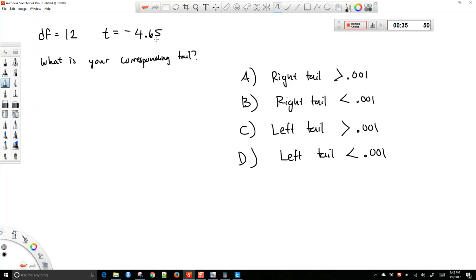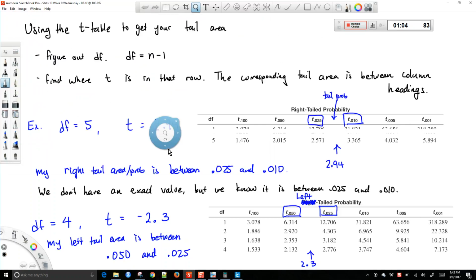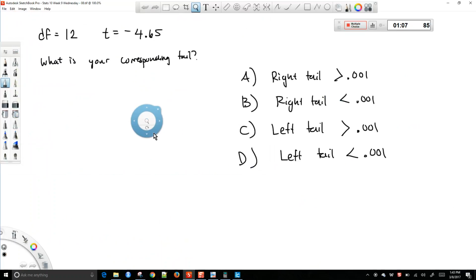You can talk with your neighbors, try to figure this out. Take a look at the column headings, see how the column headings move. Take a look at your test statistic t. Make sure we understand this. I'll pause the video here. Okay, so I'll go ahead and click stop. Let's see how you guys did.